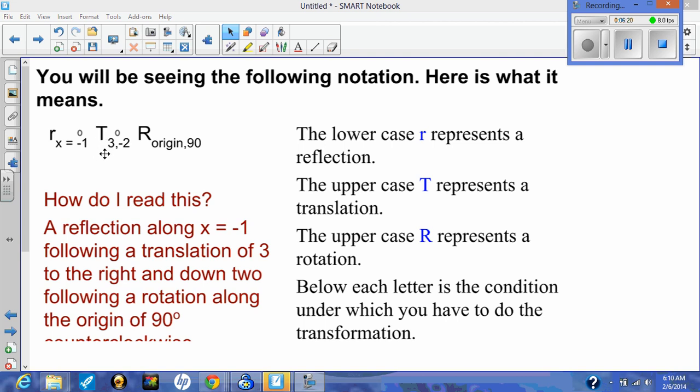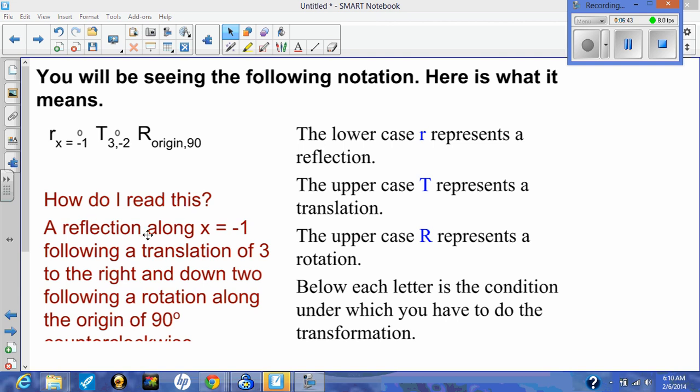Now the translation, we have the condition is the rule. This is 3 to the right and -2 down. Okay, so how do I read this? A reflection along the x equals -1 following a translation of 3 to the right and down 2 following a rotation along 90 around the 90. Just slurred that. Let me do that again.